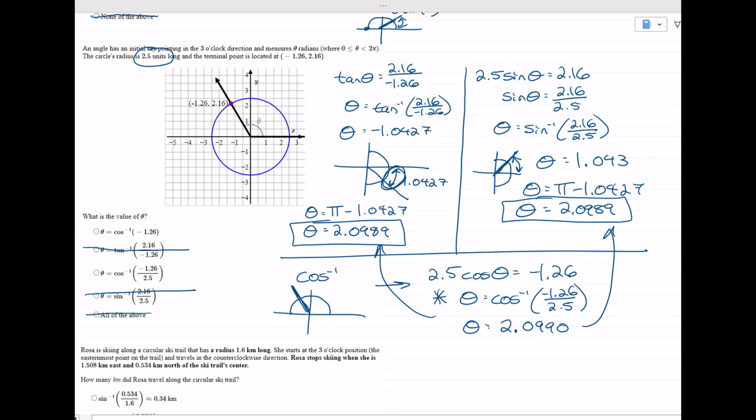The reason why this works is because inverse cosine is defined between 0 and pi anyway. So when you type it into your calculator, you're going to get an answer between 0 and pi, which is what this question is. So I would say that this is the correct answer, this one right here.